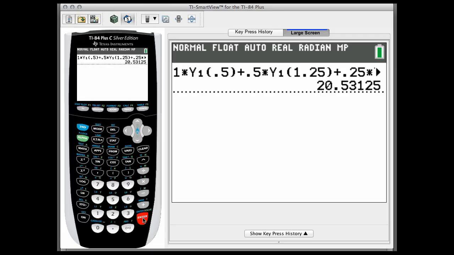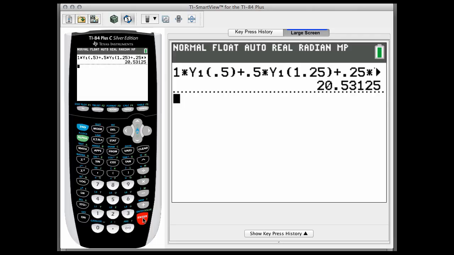And double check, make sure you get what I did. So we have an approximate area of 20.53125. Now later on you'll be able to find an exact value for that area under the curve.